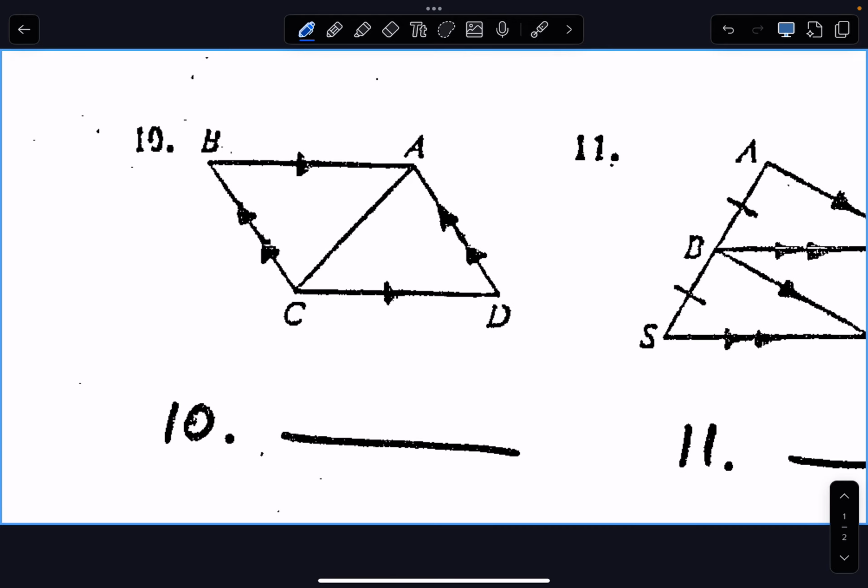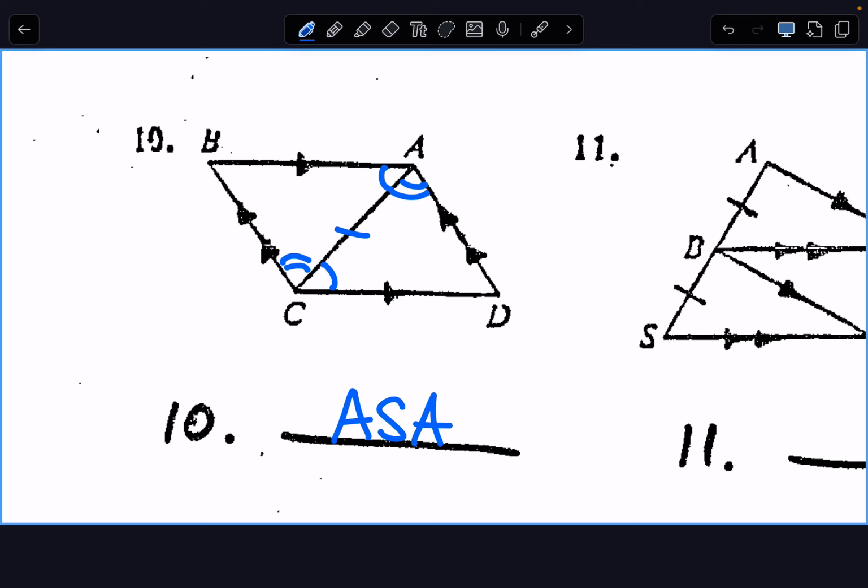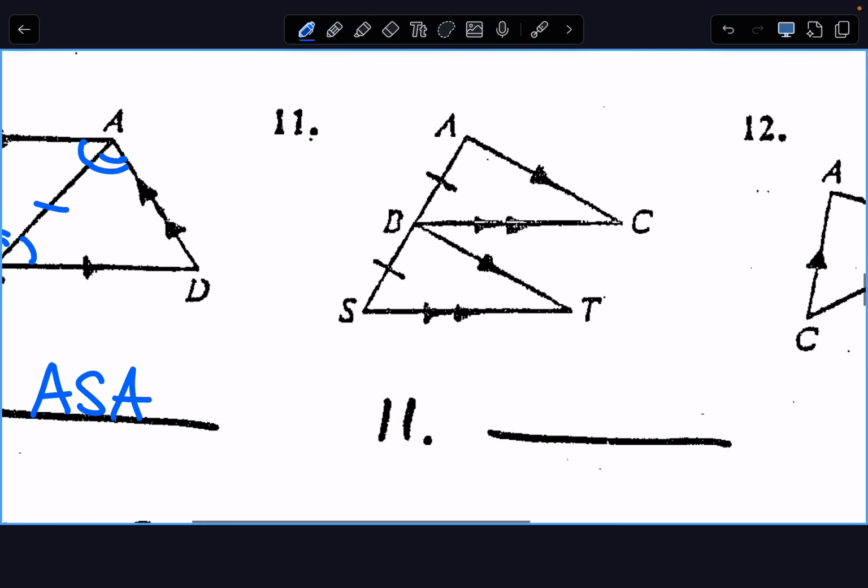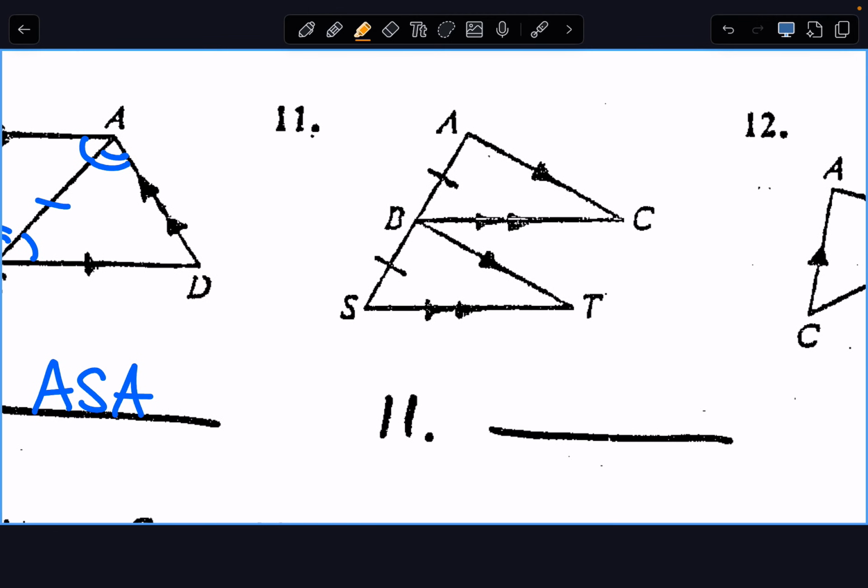Now, does number 10 look familiar? Number 10 is exactly what we did in our notes with our parallel lines and transversal. Now, I had you all up in your head about alternate interior angles, but alternate interior angles do not help you with this one. What kind of angles help you here?